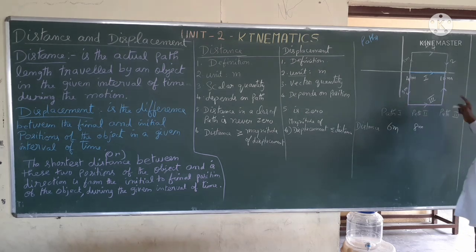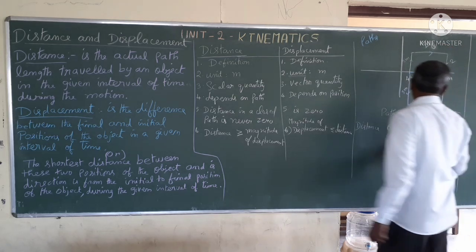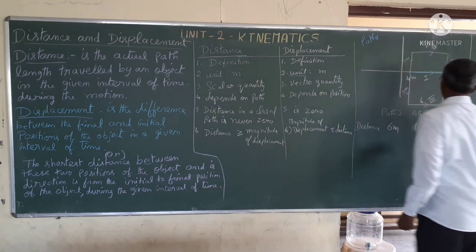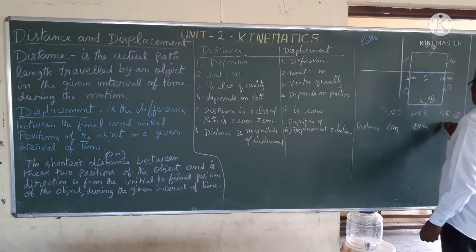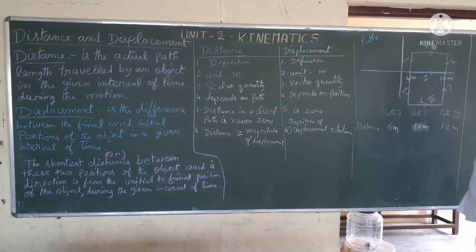Now check for path 3. 10 minus 4 is 6. Here it is 2, so 2 plus 6 is 8, 8 plus 2 is 10 meters. Here 3, 3 plus 6 is 9, 9 plus 3 is 12 meters. Understood? Here you see the distance. Distance in path 1 is 6 meters, path 2 is 10 meters, and path 3 is 12 meters. So the distance changes path-wise.